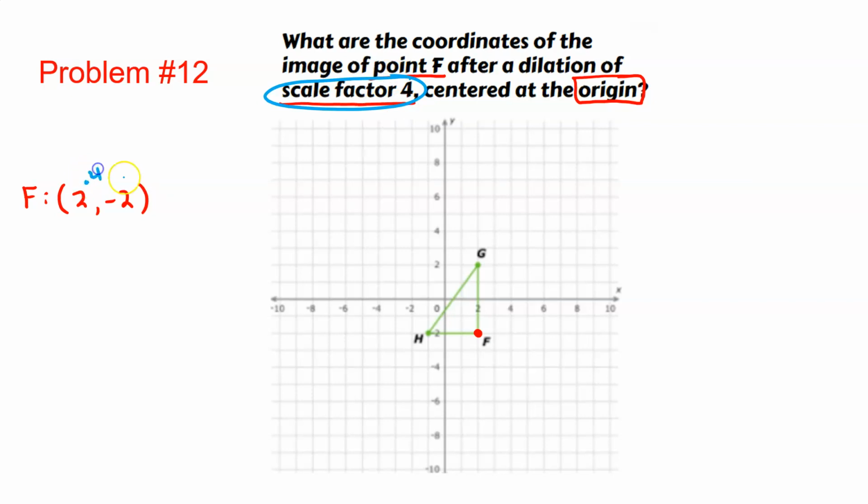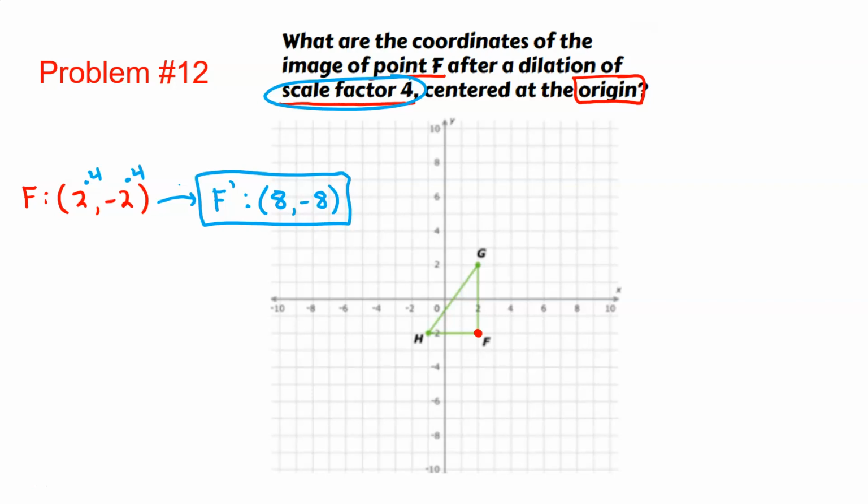So if I multiply both the X and the Y values by 4, what does that tell me about F prime, right? What's the new image? What are the coordinates for the new image? Well, that's going to be at 2 times 4, that's 8. -2 times 4, that is -8. That is your answer right there. Those are the new coordinates. You don't necessarily have to dilate the entire picture itself. You could have gone through and done it. But again, those are just the coordinates for F prime.